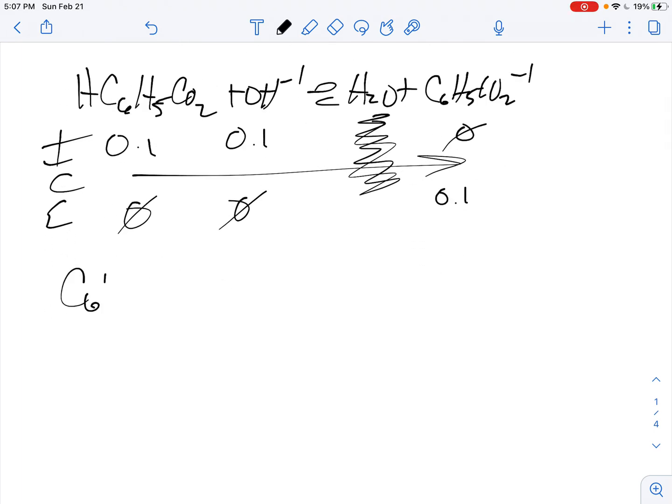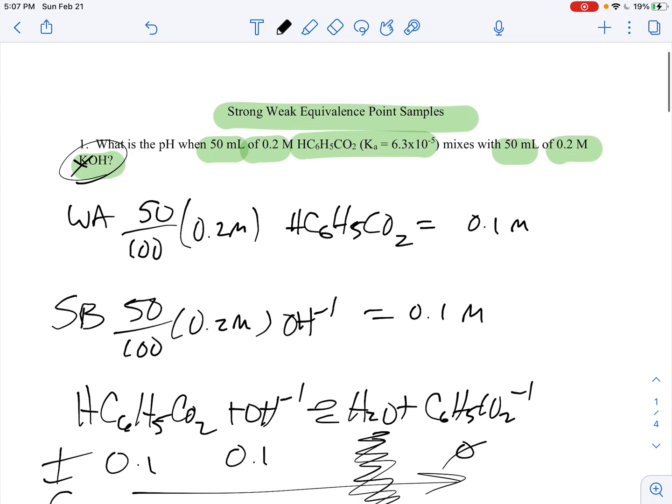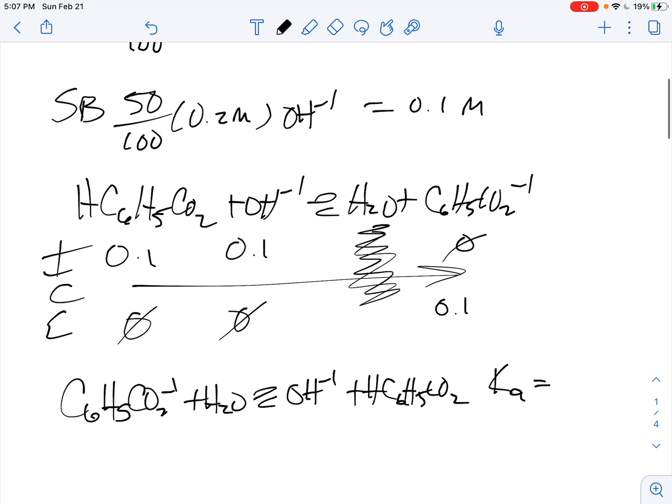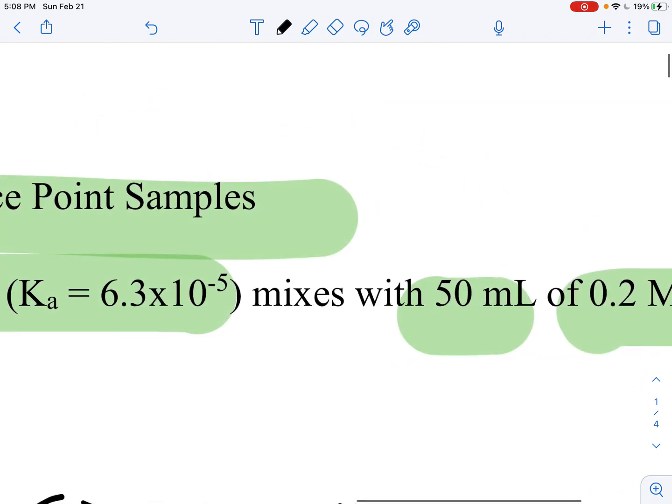So what we're going to then do is we're going to do a Kb problem. C6H5CO2 negative plus a water is going to come over here and form hydroxide and the conjugate acid. And the reason that we're going to do that is because it is Kb. Now again, they did not give us Kb. Sorry, I got my alphabet soup backwards. I apologize. This is Kb because this is the backwards of the situation. We have OH negative, that's Kb. My bad. So they did not give us Kb, they gave us Ka.